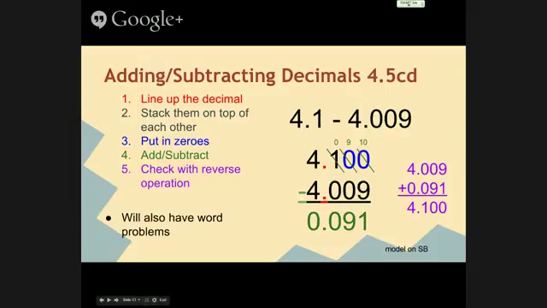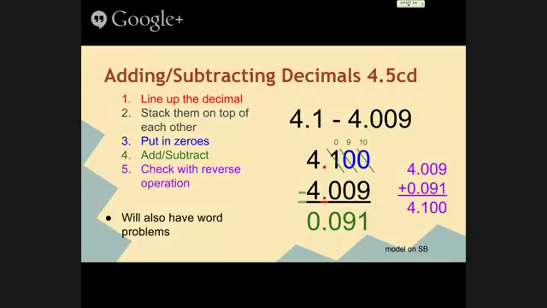So the other part of decimals, other than understanding place value, is adding and subtracting decimals. There are a couple of steps here, very similar to comparing and ordering. First thing, they need to line up the decimals. I tell them pretty much anytime you see a decimal and then another decimal or multiple decimals in one problem, you're most likely going to have to line those decimals up. They stack them on top of each other.